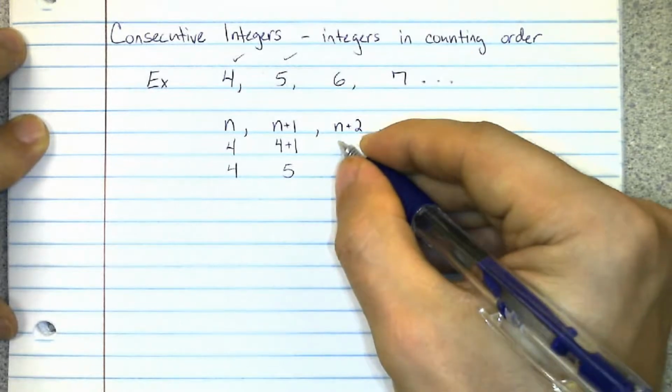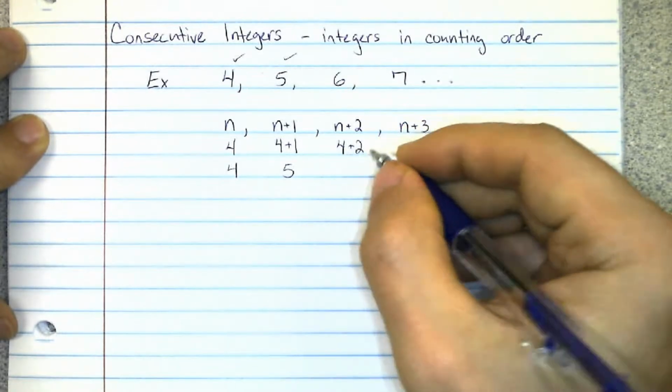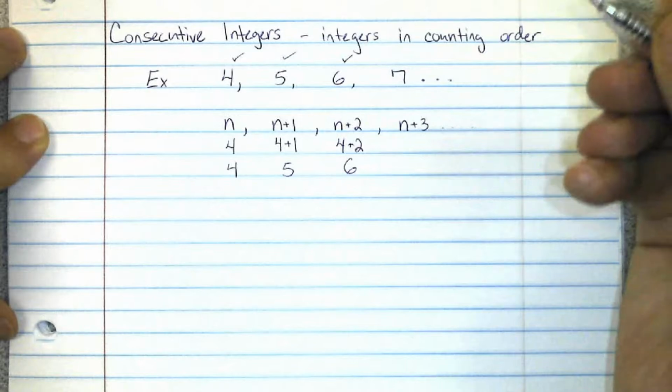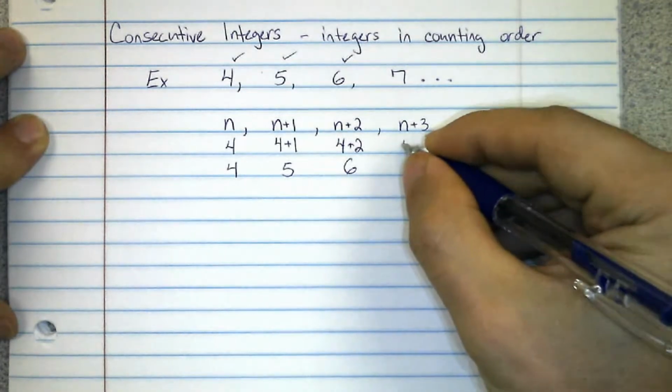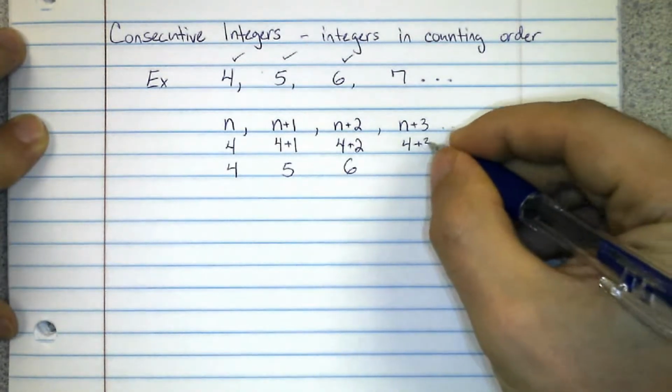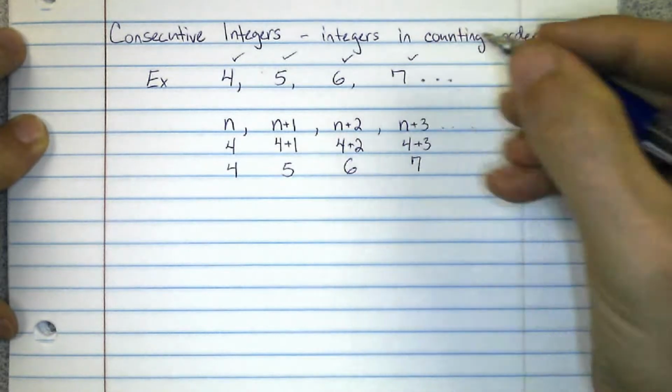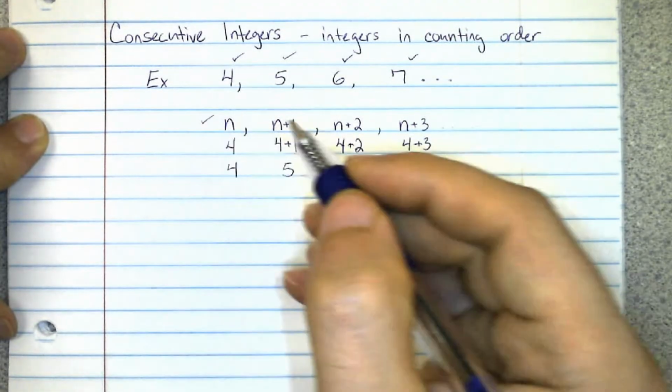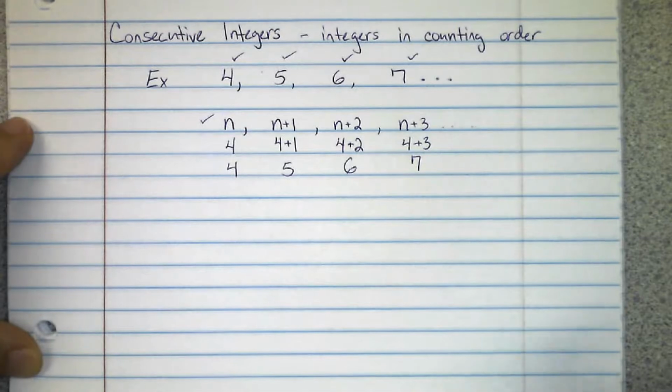Let's test it for this one. Again, n equals 4, and 4 plus 2 is 6, which was the next consecutive integer. Here, n is 4, and 4 plus 3 is 7. So I proved to you that these symbols work for counting consecutive integers.